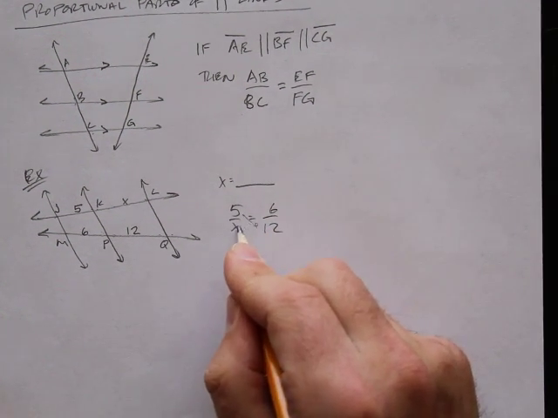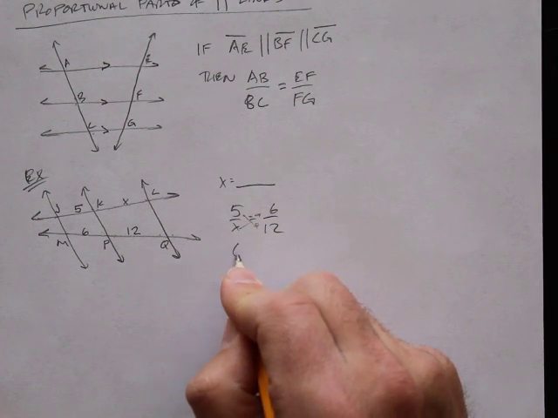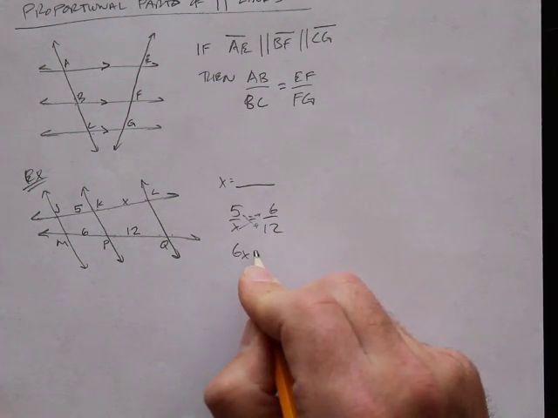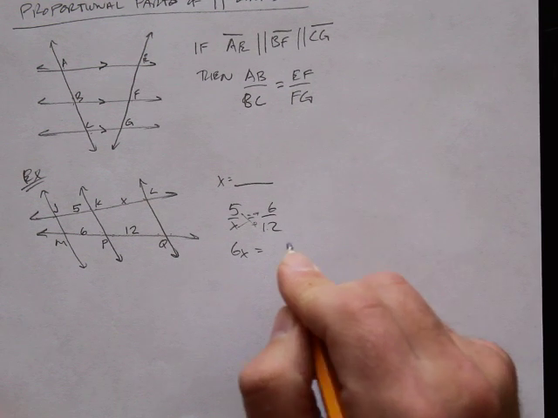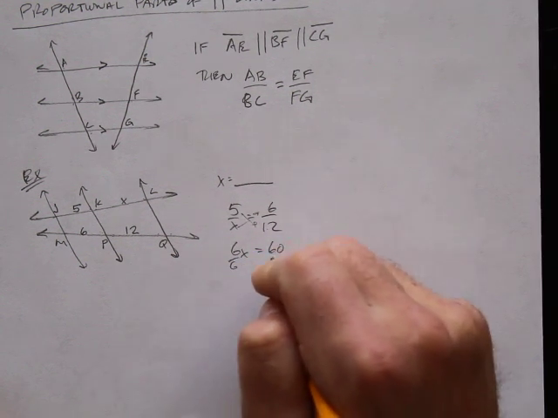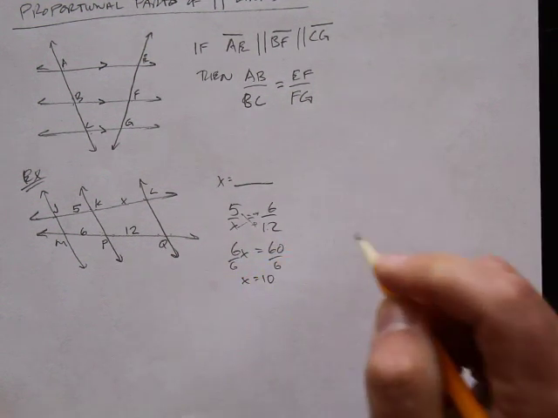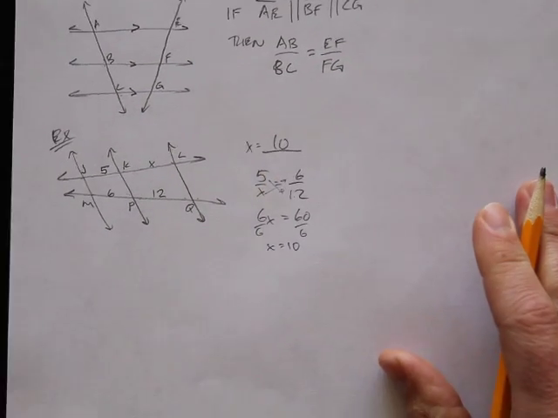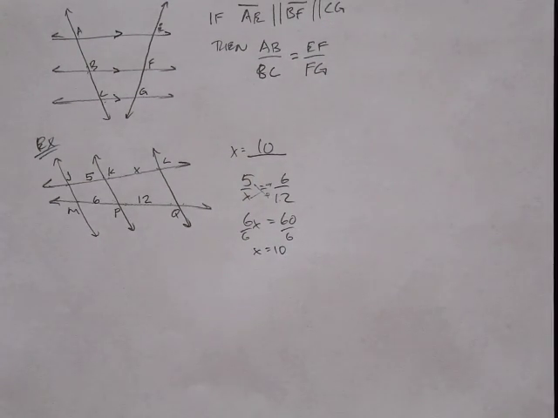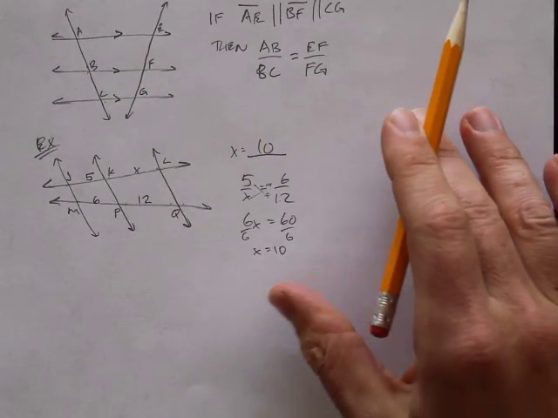So now I'm going to cross multiply. 6 times X is 6X. 5 times 12 is 60. Divide both sides by 6. X equals 10. And there you have the proportional parts of parallel lines.